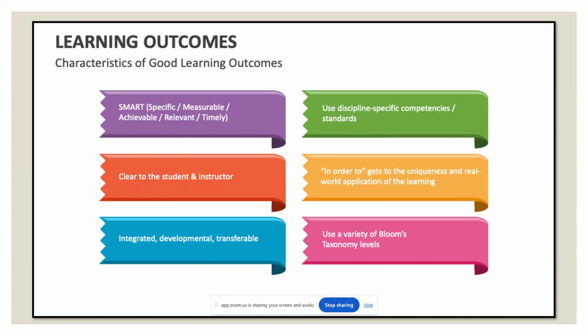Then use discipline-specific competencies and standards. This is also very important: your specific competency standards should be maintained in the learning outcomes, and they should be clear to both the instructors and the students. These learning outcomes should be very clear in order to get to the uniqueness and real-world application of the learning, and they should also be integrated, developmental, and transferable. Use a variety of Bloom's taxonomy levels.